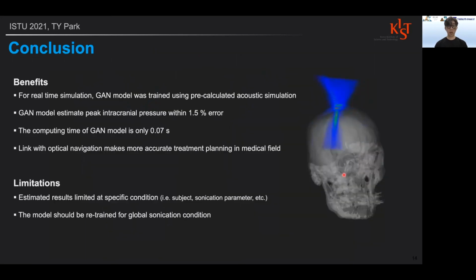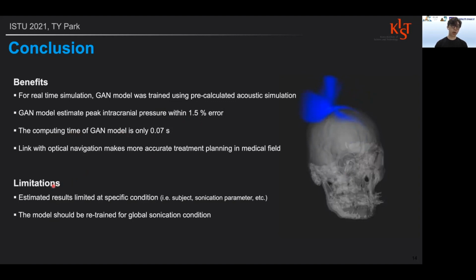In conclusion, in this study, we made a neural network, which is a GAN model, for real-time acoustic simulation. The GAN model estimates peak intracranial pressure within 0.5 percent error. The computing time of the GAN model is only 0.07 seconds.